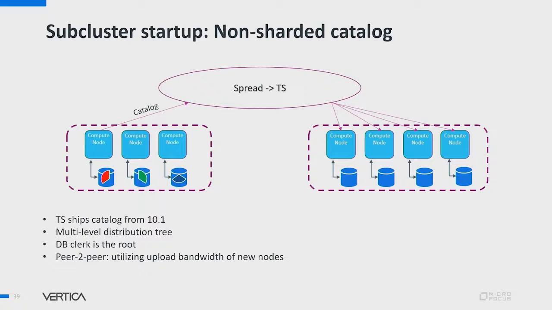The DB-designated nodes serve as the root of this tree, and then all the other nodes, after receiving the catalog, can move it to their peers. So we utilize the upload capabilities of those new nodes immediately.